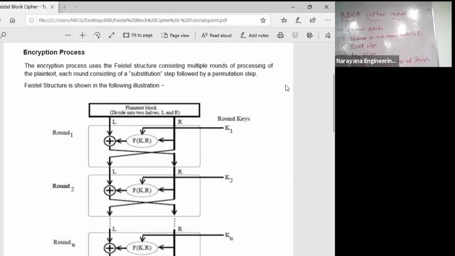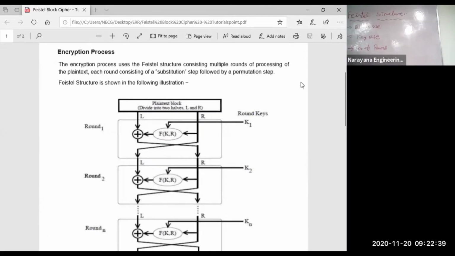Next, the block cipher method, we have to strictly follow the Feistel structure. DES algorithm and AES algorithm strictly follow the Feistel structure. So what are the steps you have to follow in that Feistel structure? The complete message will be divided into multiple blocks, an equal number of blocks. Once again, each and every block you have to divide into two equal parts, that is the left and right combination. And one more, you have to apply the key size.